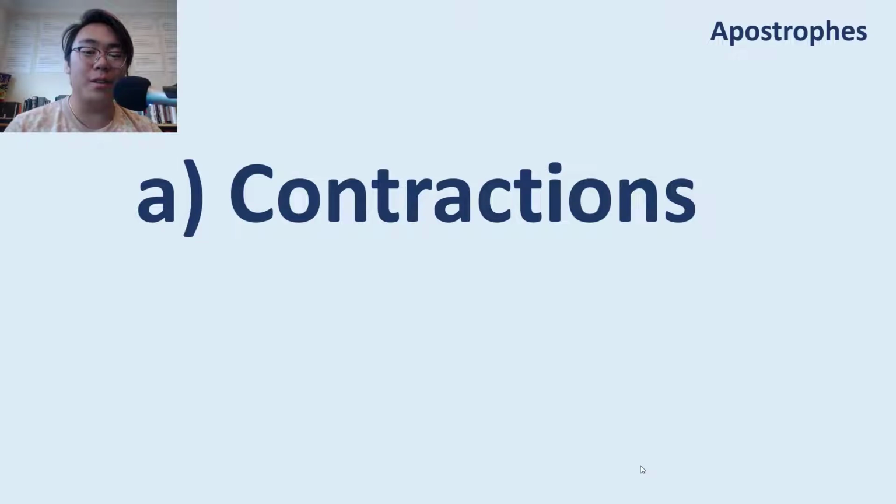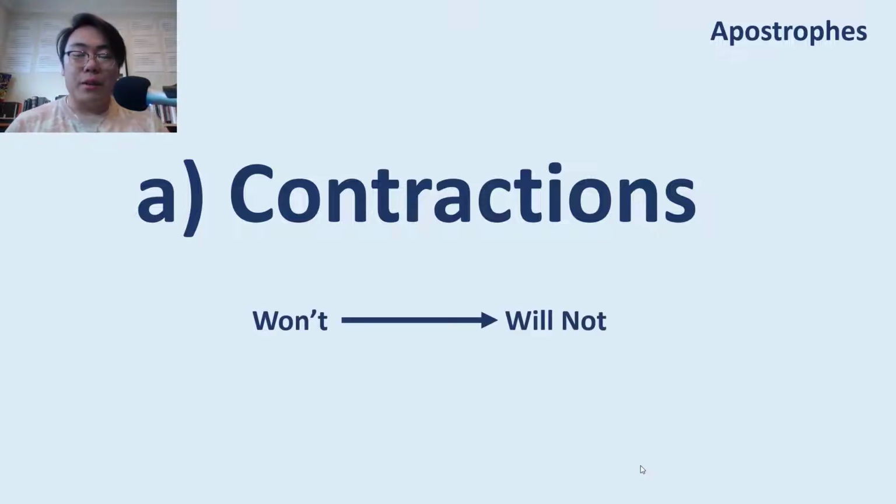Let's talk about apostrophes. The first way to use an apostrophe is when we are using a contraction. Now, the root word of contraction is contract, which means to bring something together. So if you take the word won't and expand that, you have will not. What we've done is taken those two words, will not, and brought them together with an apostrophe: won't. And if you take it's and expand that, it becomes it is.